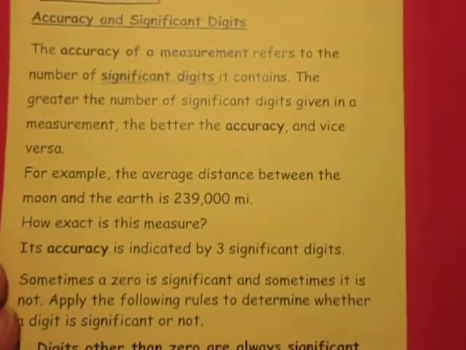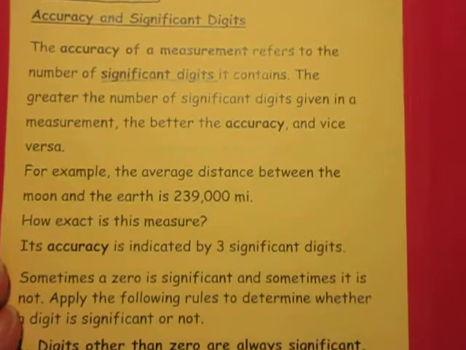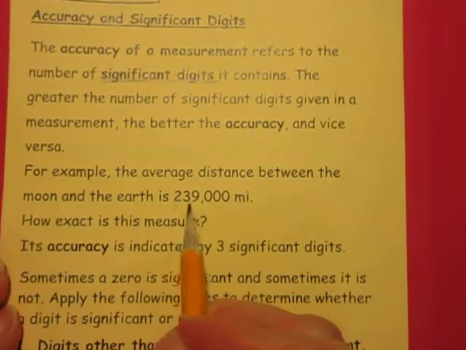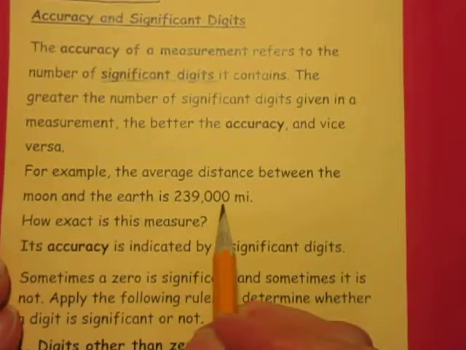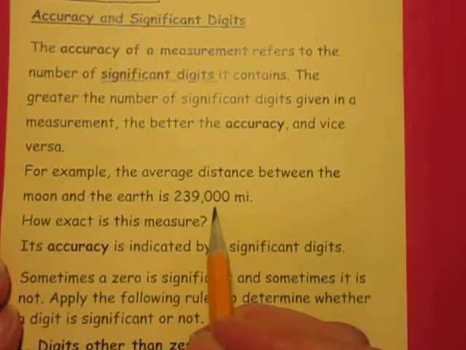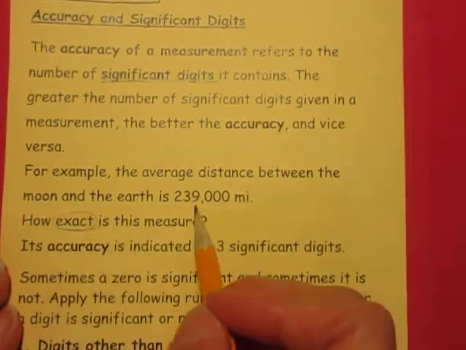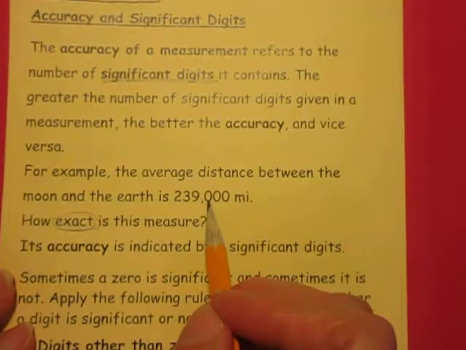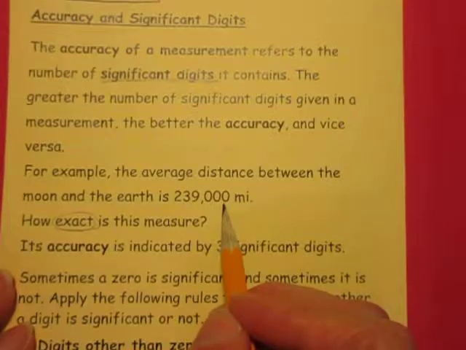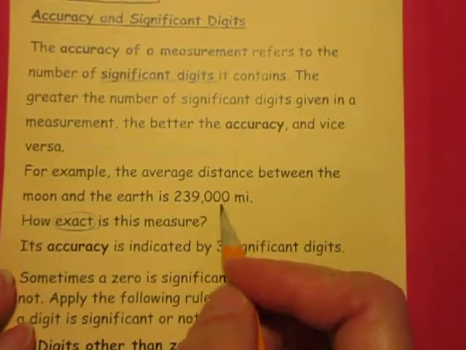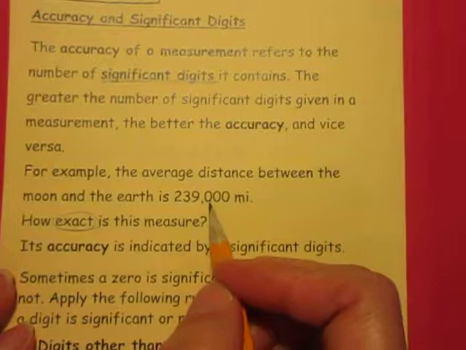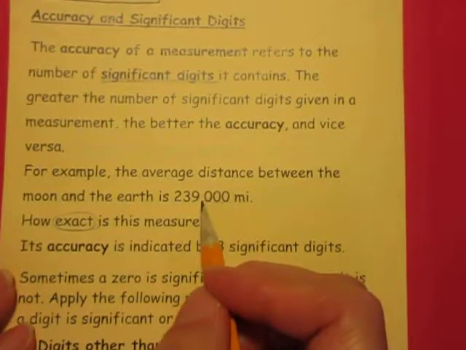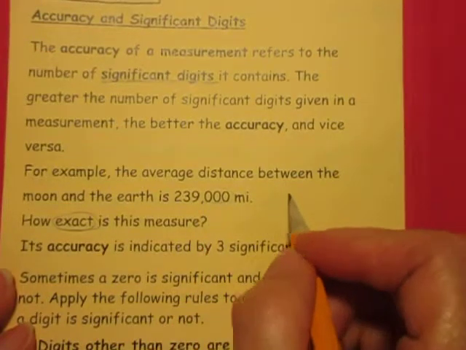I think if we just look at a couple examples, that's going to help us zero in here a little bit. For example, the average distance between the moon and the Earth is 239,000 miles. Well, how exact do we think this measure is? And I'm going to use the word exact here for a little bit. Is it exactly 239,000, no more, no less mileage? Probably not. And what leads us to believe that this is not very exact? The fact that we have these zeros in here kind of tells us that probably this is rounded off to 239,000.